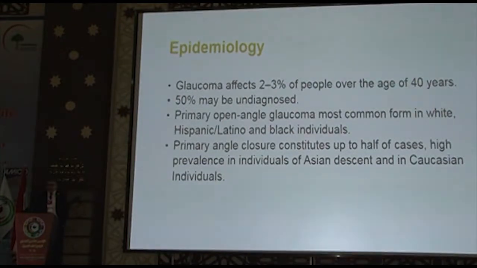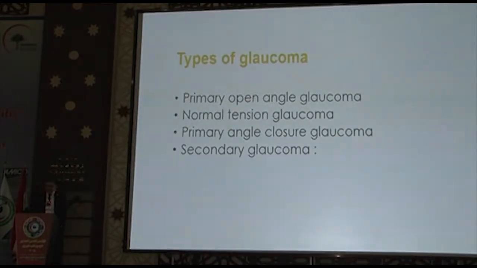Glaucoma affects 2 to 3% of people over the age of 40 years. Unfortunately, 50% may be undiagnosed. It is either primary open-angle glaucoma, which is the most common in whites, Latino and black individuals. Primary angle closure constitutes up to half of cases, with higher prevalence in individuals of Asian descent and Caucasian individuals. There are many types of glaucoma, either primary open-angle glaucoma or normal tension glaucoma, or primary angle closure glaucoma, and secondary glaucomas.